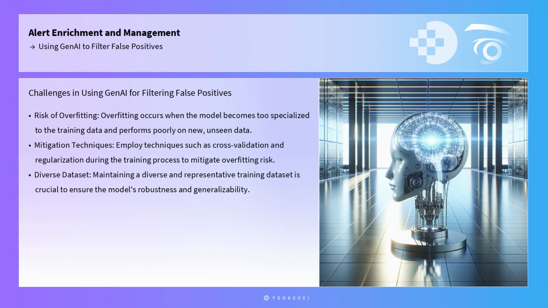Despite the advantages of using GenAI to filter false positives, there are challenges that organizations must address. One significant challenge is the risk of overfitting, where the model becomes too specialized to the training data and performs poorly on new, unseen data. To mitigate this risk, organizations should employ techniques such as cross-validation and regularization during the training process. Additionally, maintaining a diverse and representative training dataset is crucial to ensure the model's robustness and generalizability.